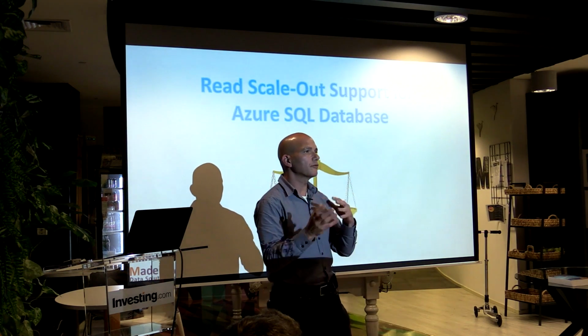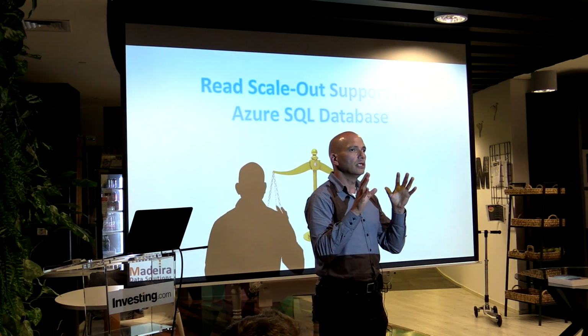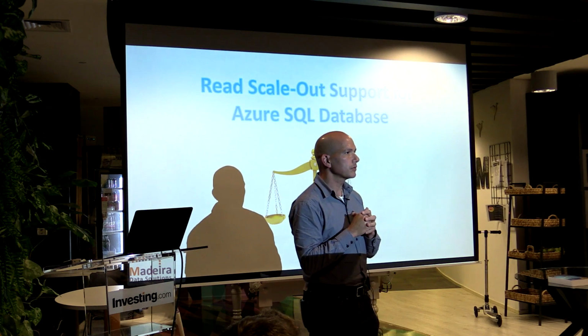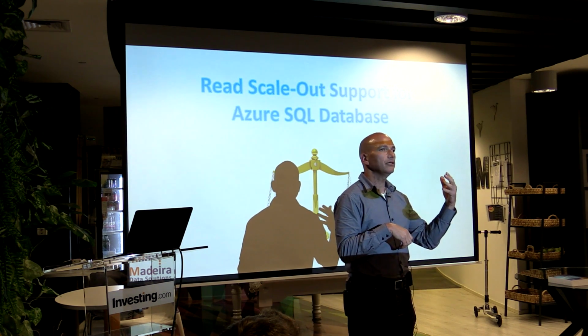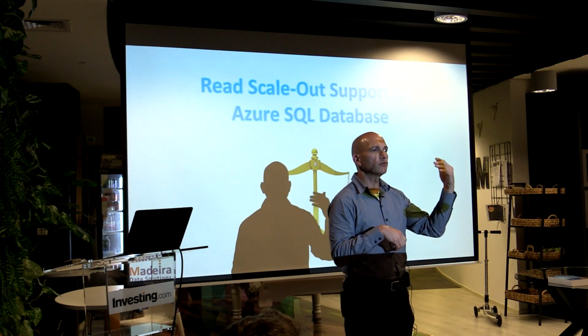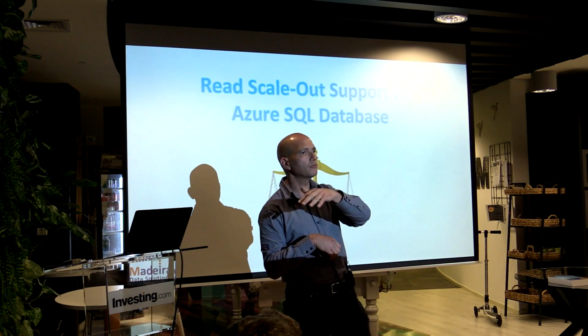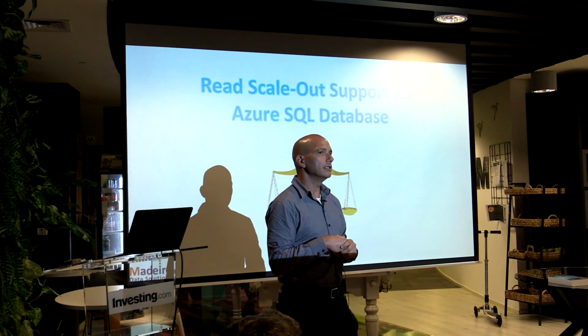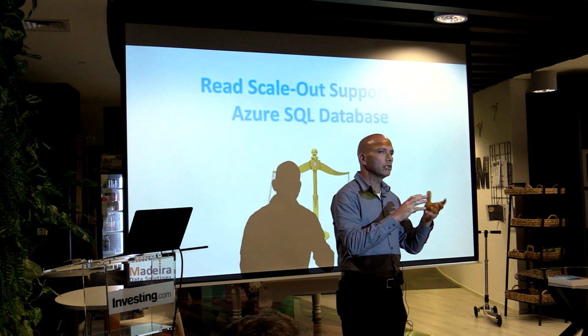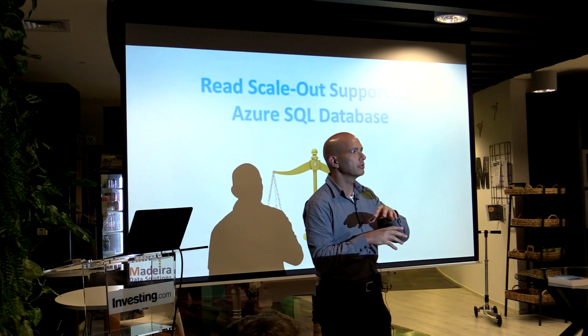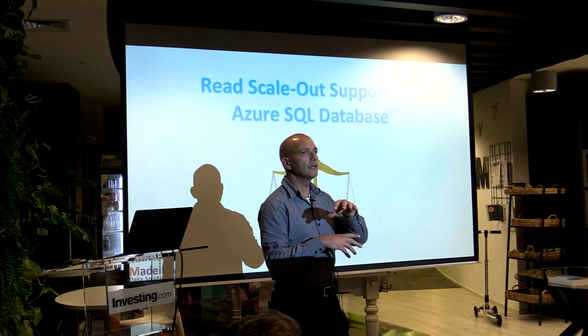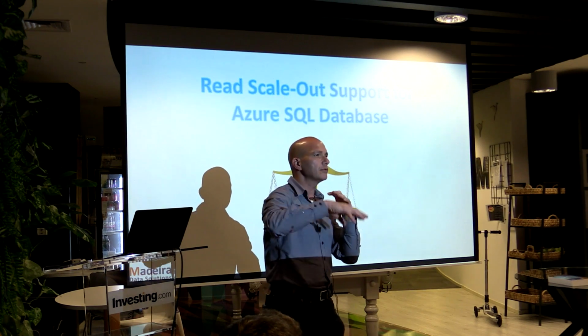It comes with all kinds of flavors. There are 2 licensing models. One is called DTU. You pay for database throughput units. And there are several tiers. You have basic, standard, and premium tier. And there is also vCores. You can pay for specific hardware for your Azure SQL database. And then there is general purpose and business critical.